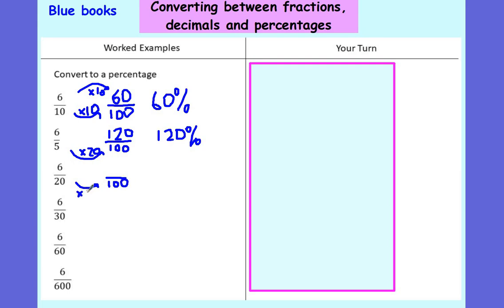For 6/20, what have I multiplied 20 by to get 100 this time, Libby? 5, lovely. Do the same on the top, Vicky. What's 6 times 5? 30, thank you very much. So this one would be 30%.